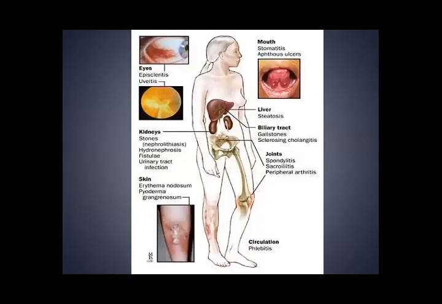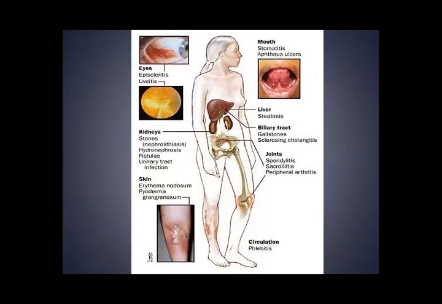Extraintestinal manifestations: you can see the whole picture of eye involvement, episcleritis, uveitis, bone involvement, and you can have urinary tract infection. In skin, you can have erythema nodosum, pyoderma gangrenosum, aphthous ulceration, stomatitis in the mouth, and liver. You can have hepatic fatty liver disease, steatosis, biliary tract obstruction, maybe part of gallstones or sclerosing cholangitis. Joints, especially large joints, are involved, leading to spondylitis, sacroiliitis, peripheral arthritis, or ankylosing spondylitis.